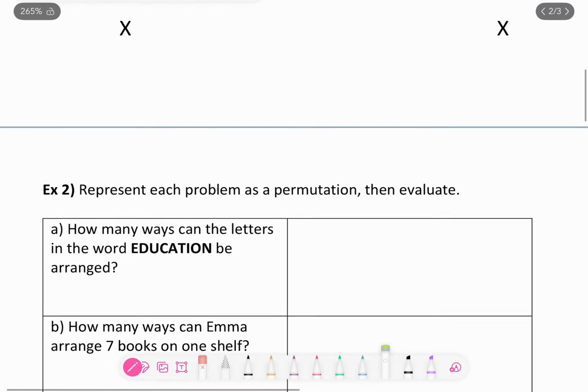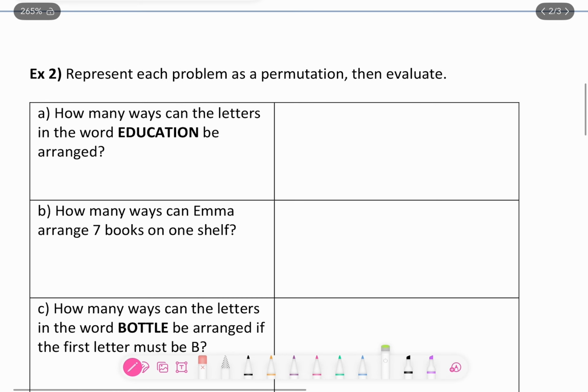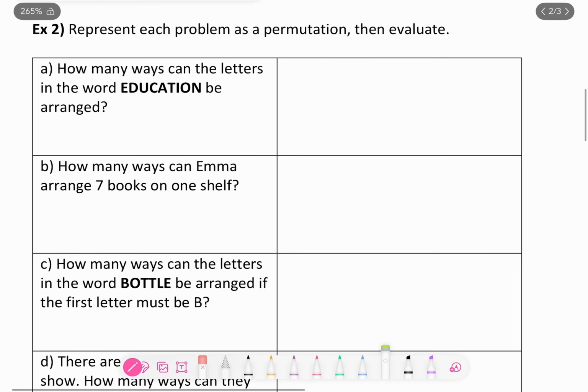All right, moving on. So for this next group of questions, for example 2, we're going to represent each problem as a permutation and then evaluate. As we go, I'm going to try to point out why it's a permutation so that in the future when you see them, you can identify whether it is a permutation or what we're about to learn about, which is a combination. Okay, so A, how many ways can the letters in the word education be arranged?